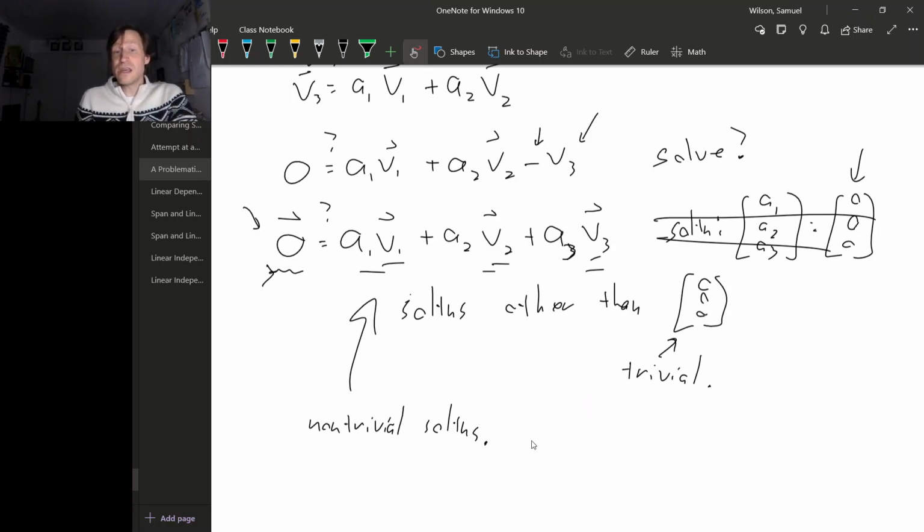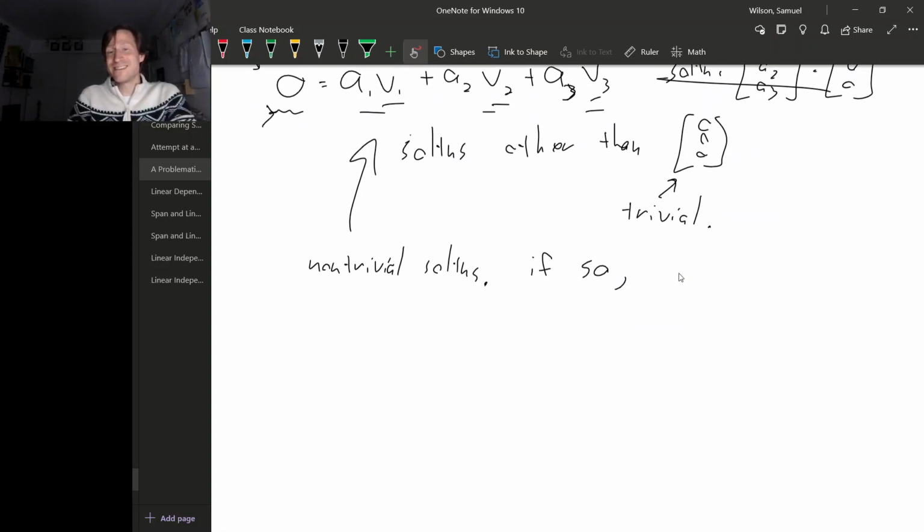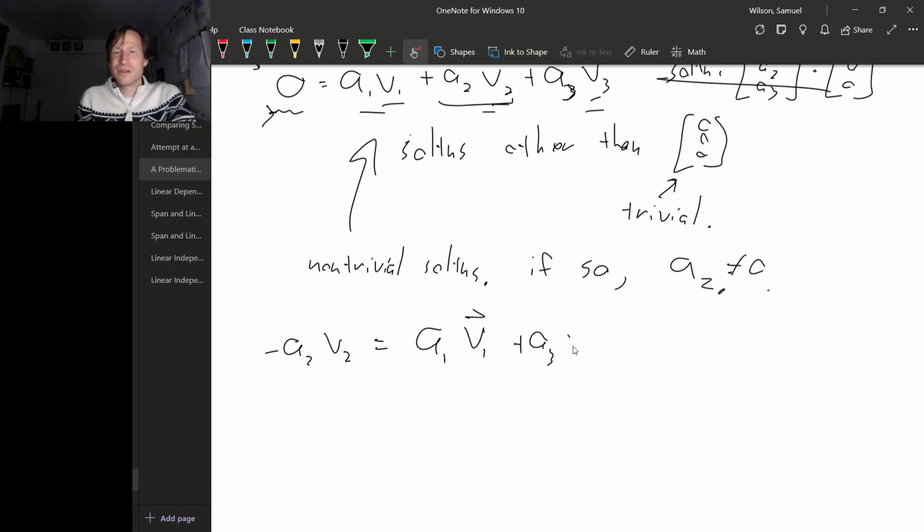Now if there is a non-trivial solution, then that means that one of these a's isn't 0. So maybe, let's say, a sub 2 is the one that isn't 0. They can't all be 0. Well, then you can move that term to the other side. That'll leave a1 v1 plus a3 v3 on the right hand side, and then you can divide by a2. It's safe to do this division because a2 isn't 0. So then you get v2 equals minus a1 over a2 v1 minus a3 over a2 v3.